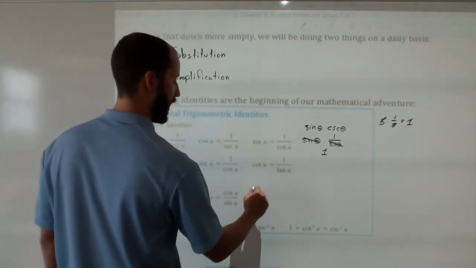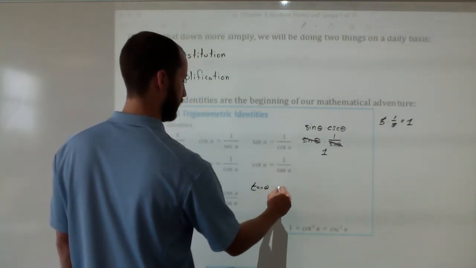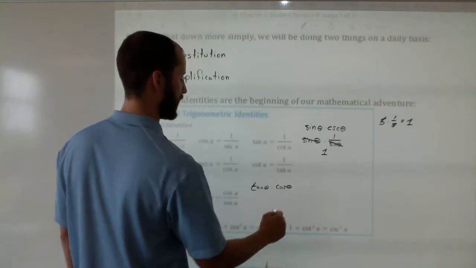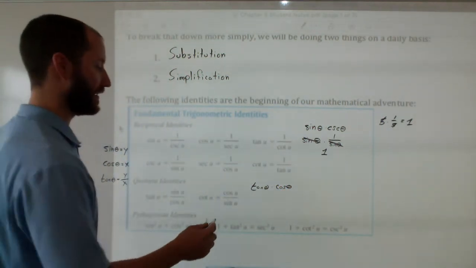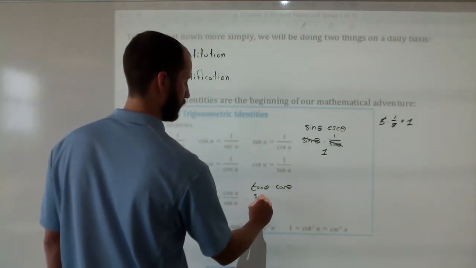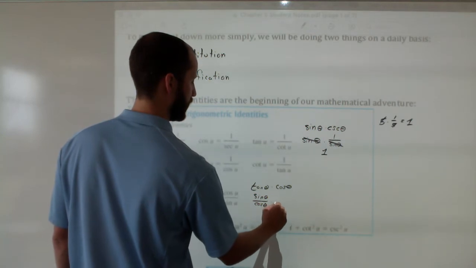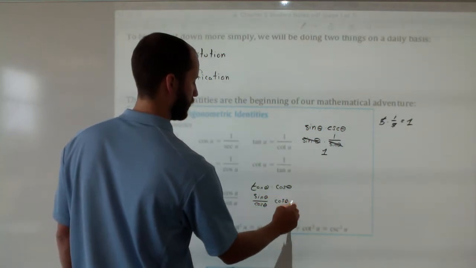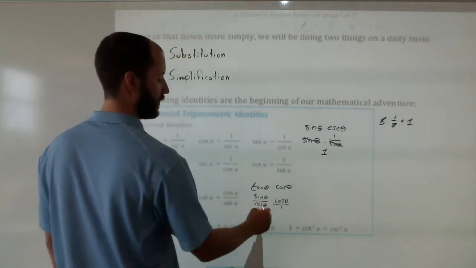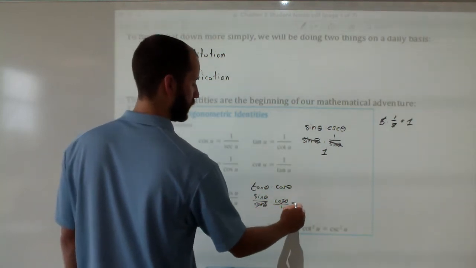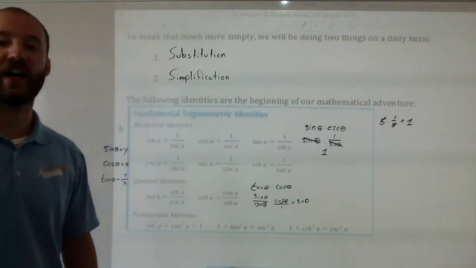So let's say you have tangent of theta times cosine of theta. How could we simplify that down? Well, by the quotient identity, tangent can be replaced with sine over cosine. That cosine is technically over 1, so let's multiply, cancel out. Leaves you with just sine of theta.